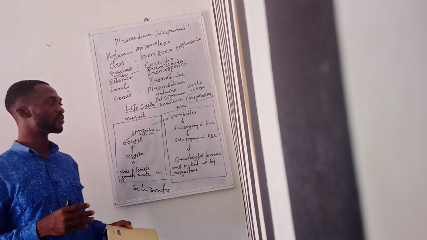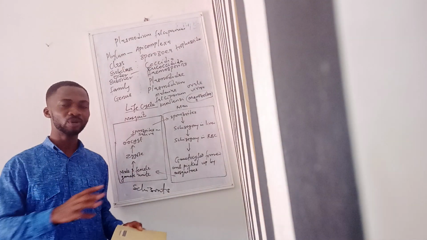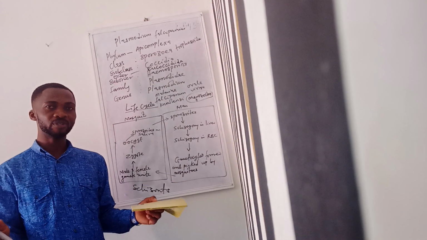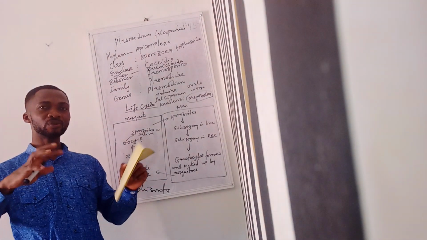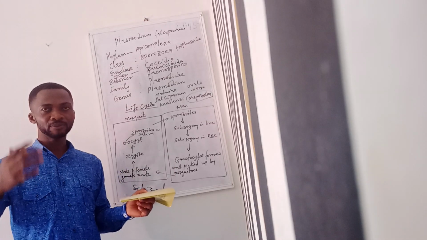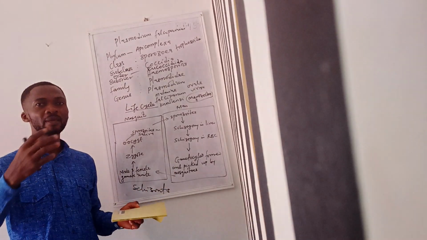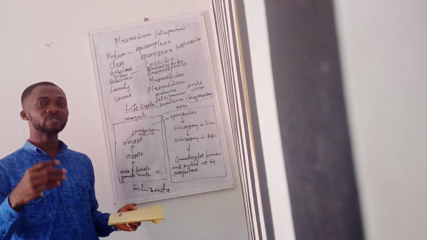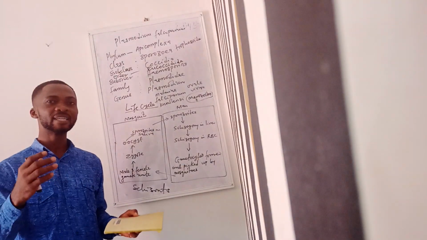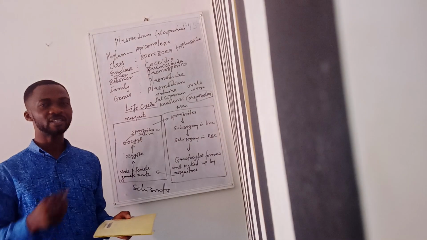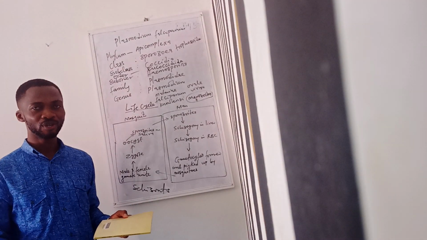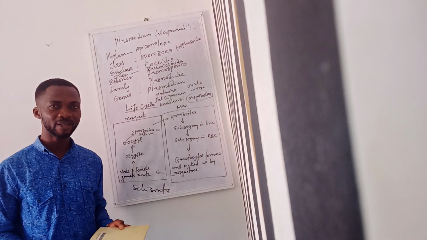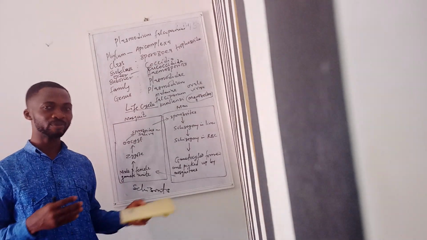Now, these schizonts also mature, and by the time they mature, they rupture the red blood cells. By the time they rupture the red blood cells, the schizonts transform into merozoites, another category of merozoites, and in this case merozoite 2. So the merozoites are now being released into the blood plasma, no longer the red blood cell, now the blood plasma.